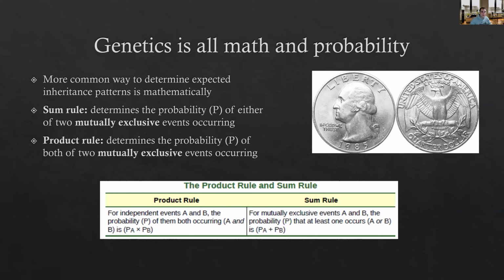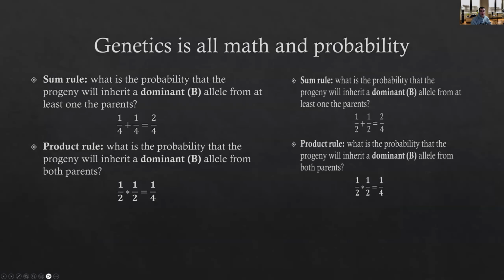The product rule determines the probability of both independent events occurring. Both have to happen. So this is our "and" rule. Understandably, when we multiply fractions, we get smaller numbers than when we add them. It's much more challenging for two things to happen than for one or the other to happen. So let's examine a way that this can work.